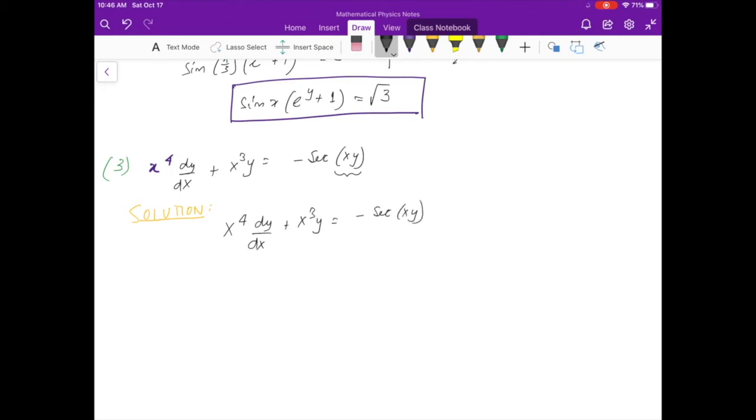The first thing you should see over here is that x cubed can be taken common from these two terms. So we take x cubed common over here, and then see what else can be done when we have to use the separation of variables. I've highlighted these two terms, and we take x cubed as common and write the rest as x dy/dx plus y is equal to minus sec(xy).